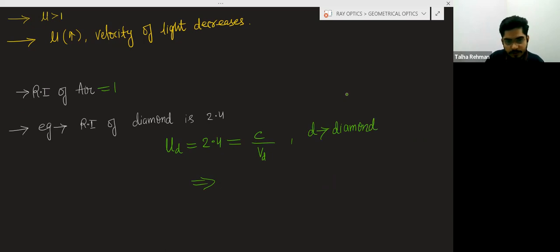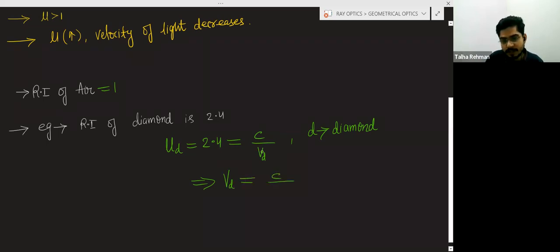Okay. So we can write 2.4 is equal to C by VD, and VD means speed of light in diamond is equal to C divided by 2.4. So you can see here refractive index 2.4 represents that the speed of light in diamond is 1 upon 2.4 times the speed of light in air. Okay, so this is the speed of light in diamond.